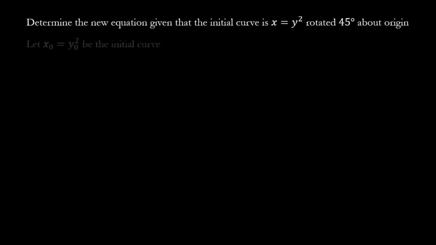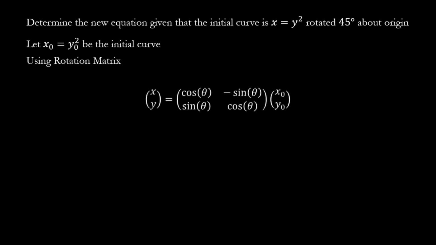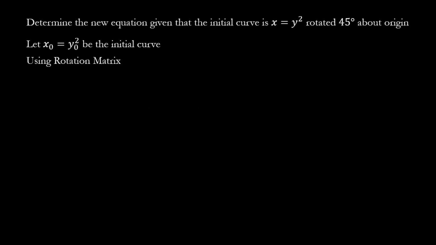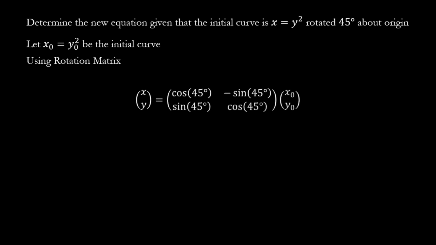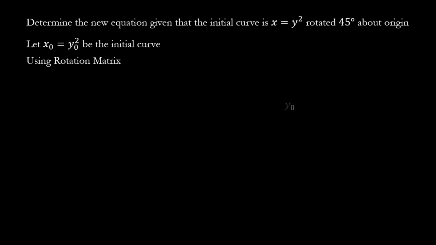Now, using the rotation matrix, ito yung formula, right? Plug in yung theta ng 45 degree. Then, after nyan, isi-simplify pa natin sila. We already know that sine 45 degree is square root of 2 over 2 and cosine 45 degree is square root of 2 over 2.